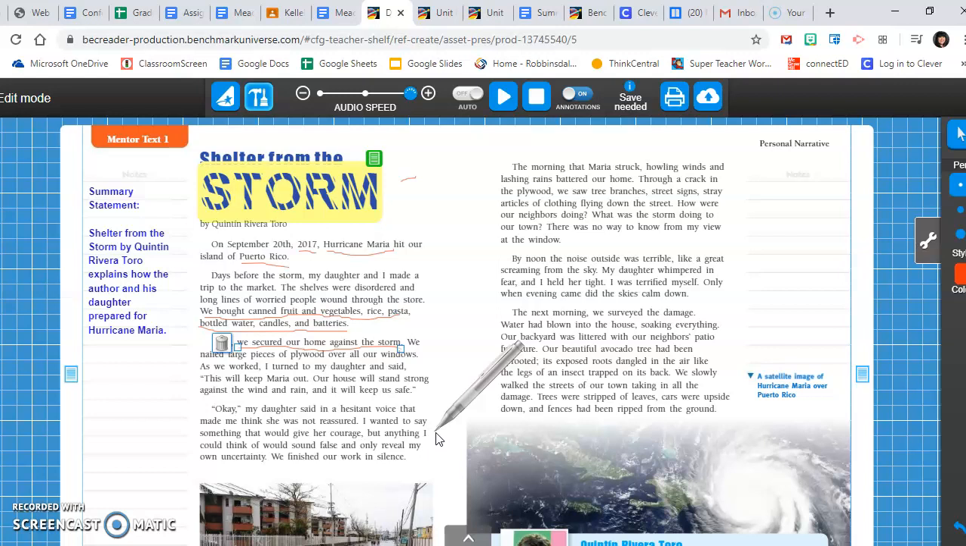"Okay," my daughter said in a hesitant voice that made me think she was not reassured. I wanted to say something that would give her courage, but anything I could think of would sound false and only reveal my own uncertainty. Ooh, what this paragraph told me is that both the daughter and the author are really nervous. The lines that helped me figure that out are when they said, my daughter said in a hesitant voice. If your voice is hesitant, you're not quite sure of what you're saying. And down here when the author said, would only reveal my own uncertainty. Ooh, he's uncertain about things as well.